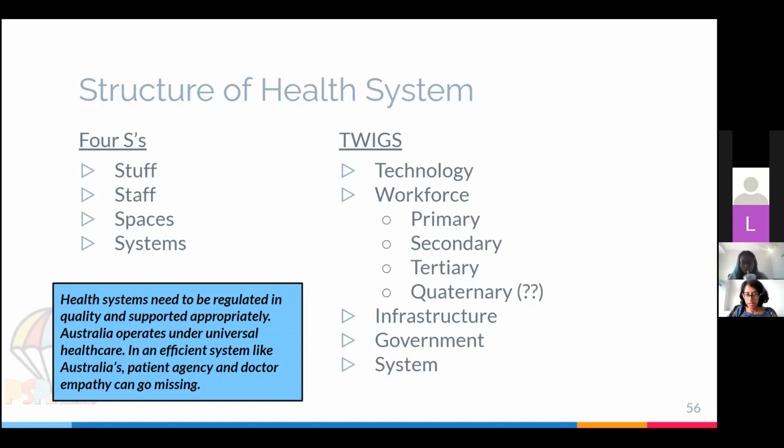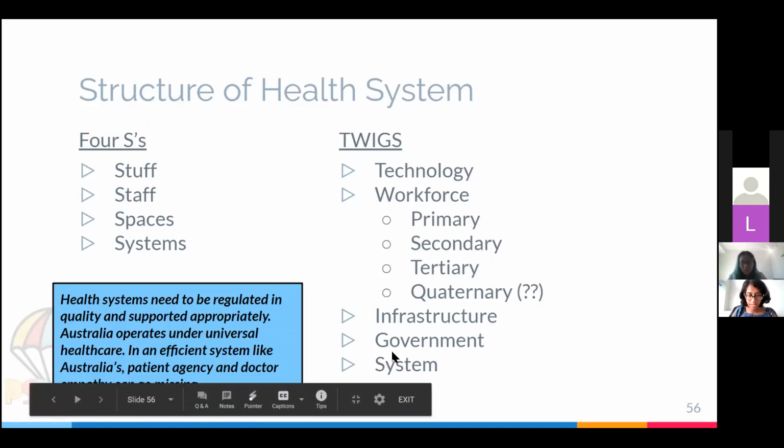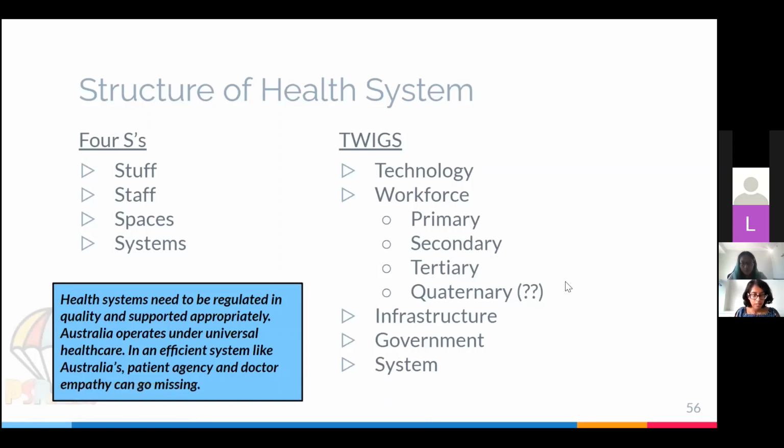Wait, did I get that right? We have government and we have system. I need to double check G and S. I believe I forgot to check that. But the bottom line is that I recommend going with the 4 S's because I feel like that is the main way that UD teaches us.